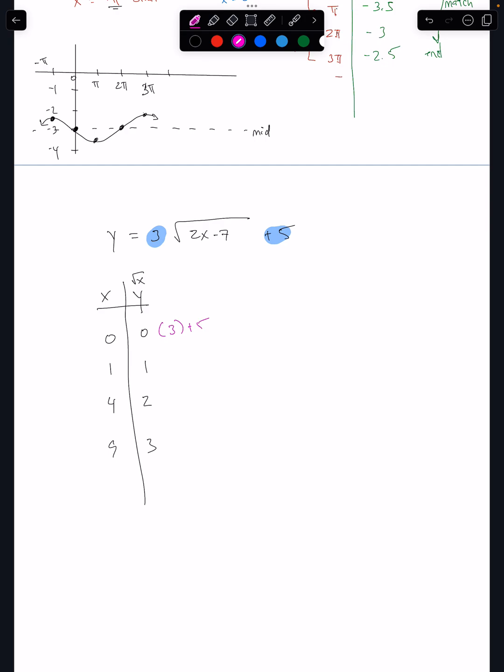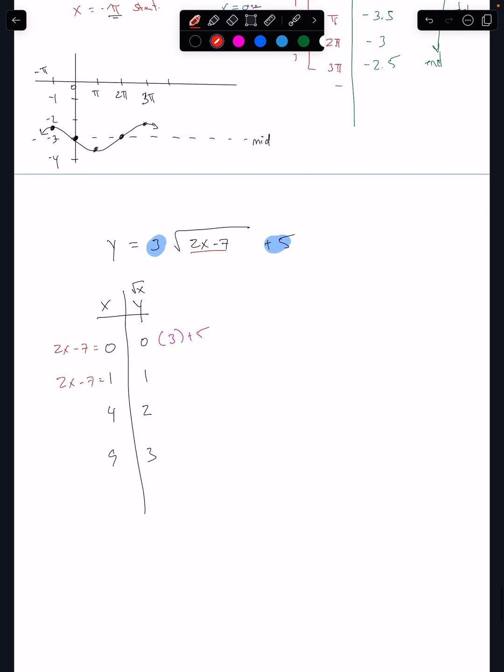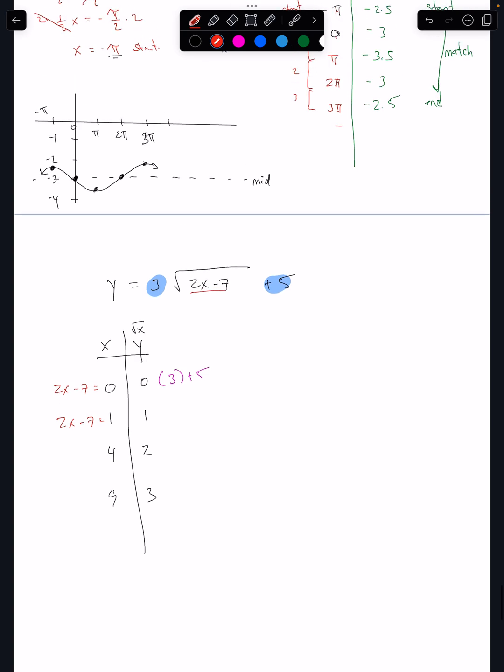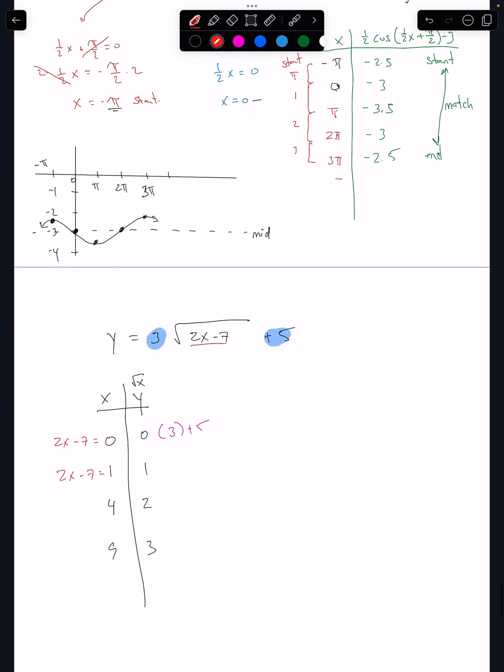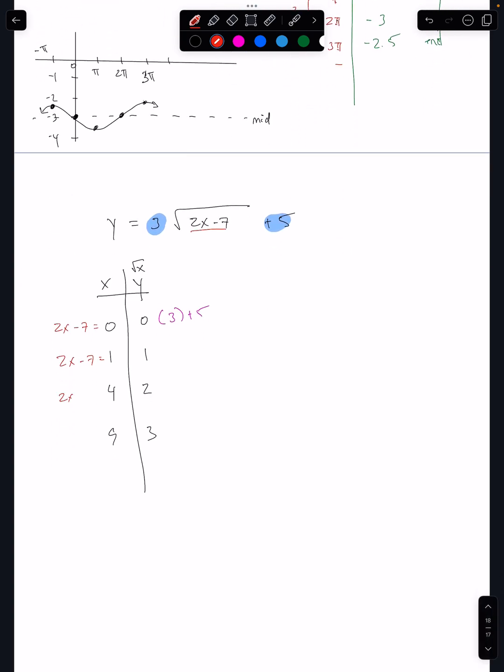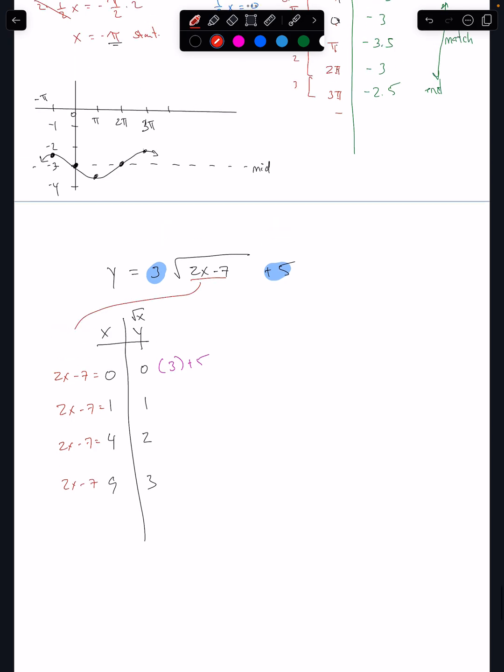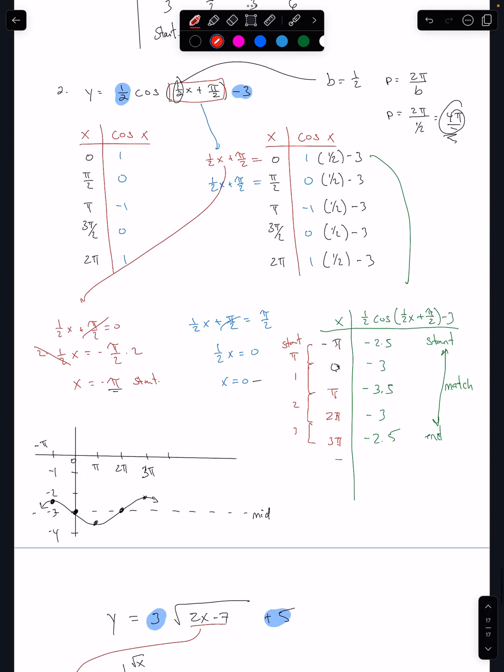So times 3 plus 5. And your x values, you just set them equal to the inside. 2x minus 7 equals this. And you solve it all the way through. All right? And sometimes you're able to see the pattern and you could just add as you go. But sometimes that doesn't happen. But otherwise, this technique works for every single graph, and gets you new coordinates.